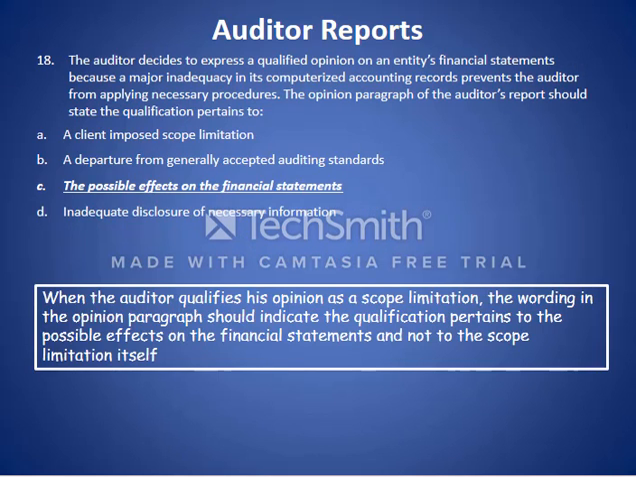Okay, the answer to question number 18. Again, the opinion paragraph of the auditor's report should state the qualification pertains to, and the answer in this case would be C, the possible effects on the financial statements. When an auditor qualifies their opinion as a scope limitation, the wording in the opinion paragraph should indicate the qualification pertains to the possible effects on the financial statements and not the scope limitation itself. Okay, with that, let's go ahead and try question number 19.